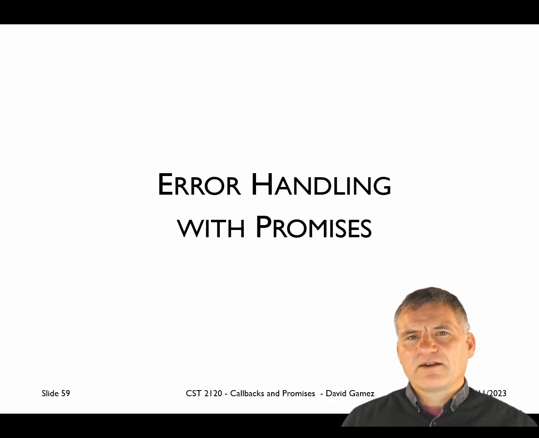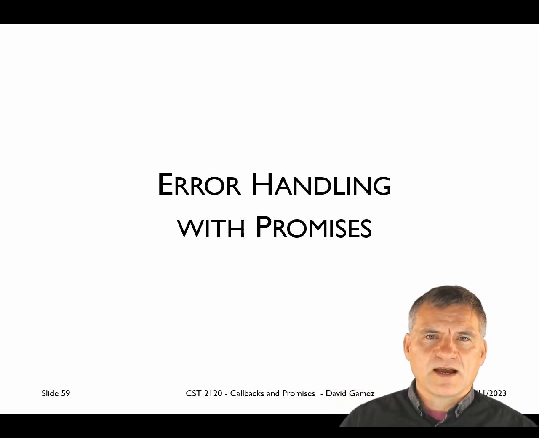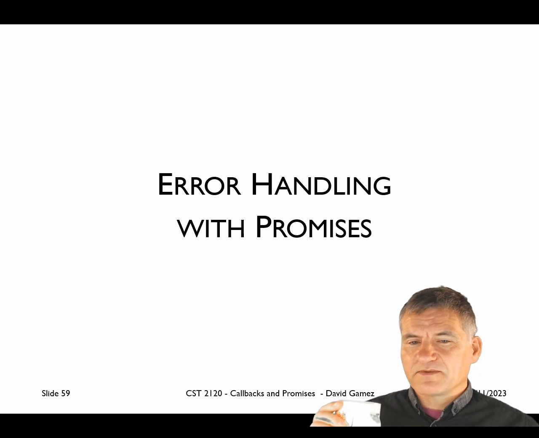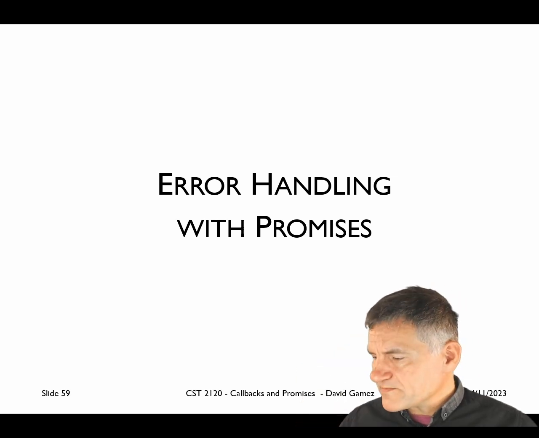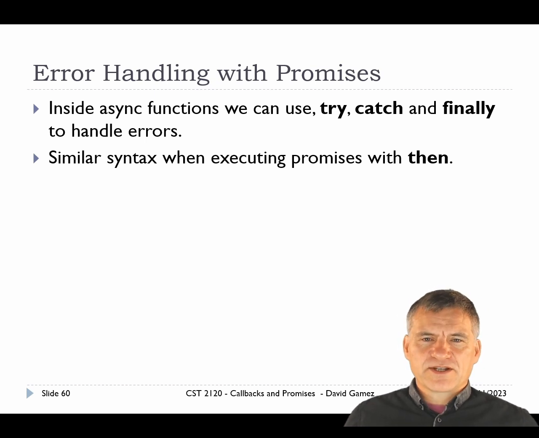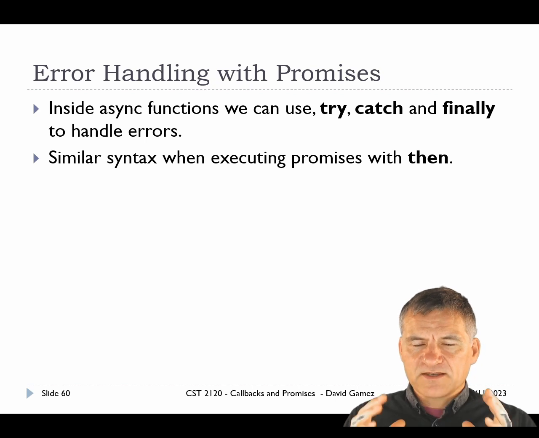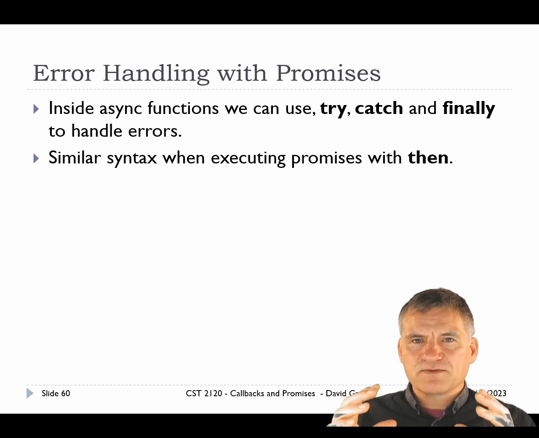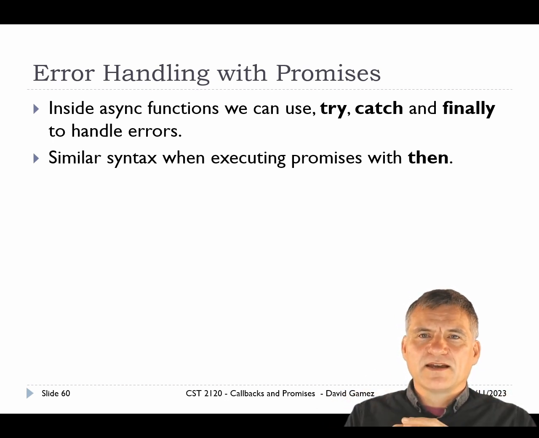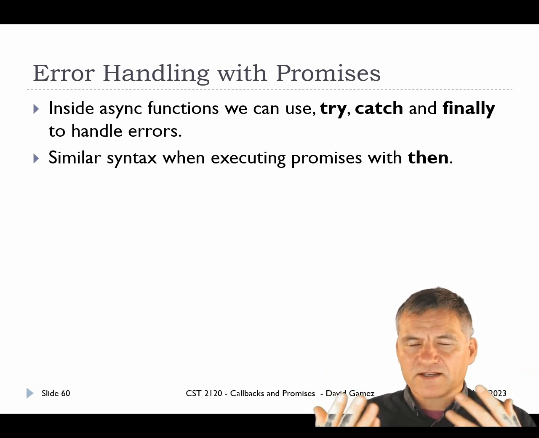Okay, so we talked about error handling with callbacks, where we have this error as one of the arguments to the callback function. Obviously, we also have to handle errors with promises. Inside async functions, like the one I just showed you, we can use try, catch, and finally to handle the errors. So try is the thing we're trying. Catch will handle the errors, so if an error is thrown, it'll turn up in catch with the error message. And finally is a block of code that we execute at the end of the operation, regardless of its success or failure.